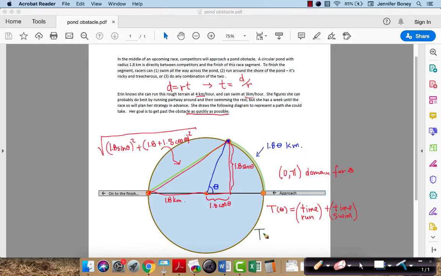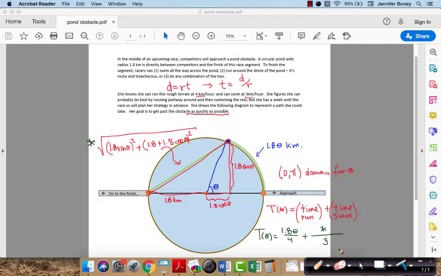The time it takes her to pass the obstacle when the angle is theta is given by, let's see, time she's running would be distance running over rate running. So 1.8 theta over 4. And that could be reduced, obviously, but let's just write 1.8 theta over 4. Plus, for swimming, well, it's going to be this distance over 3. I'm just going to write a star here. It's that whole hypotenuse formula divided by 3.